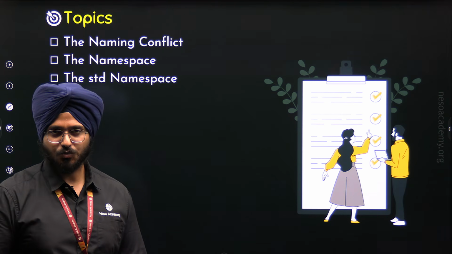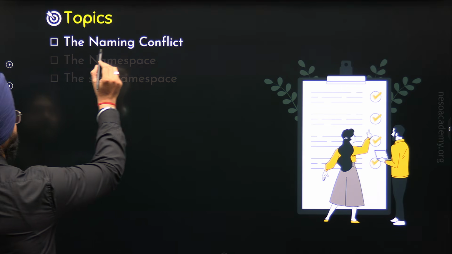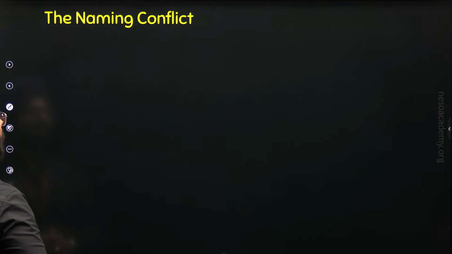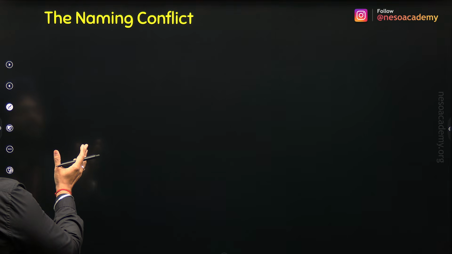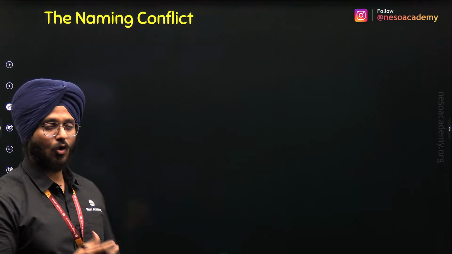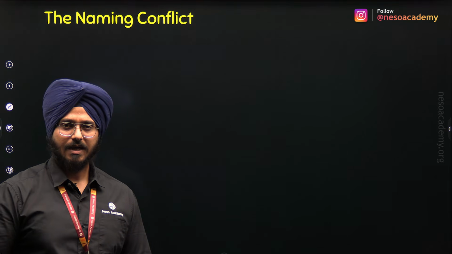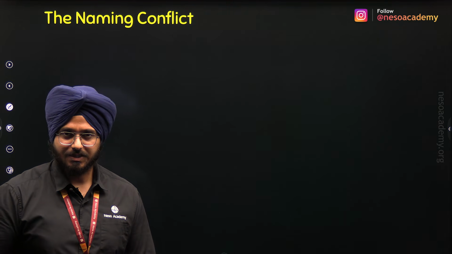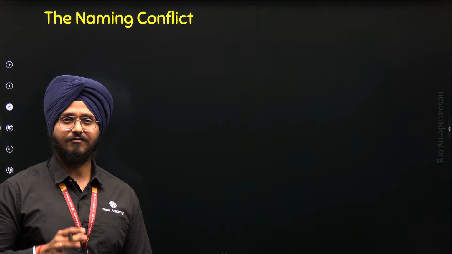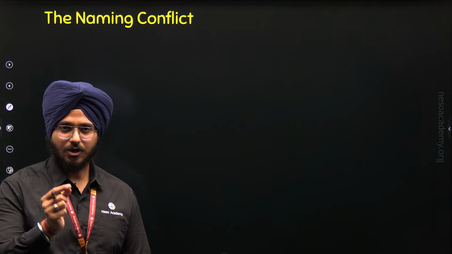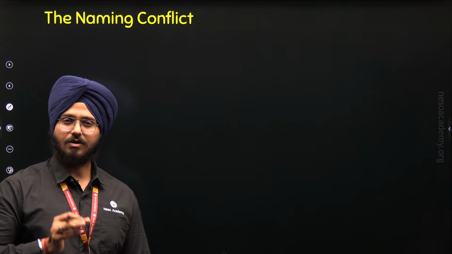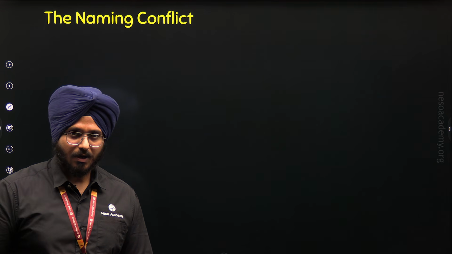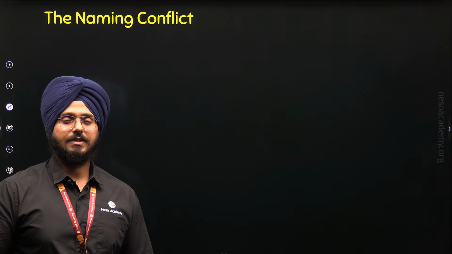Let's start with the first one, which is the naming conflict. So what is the concept of the naming conflict? In order to understand this concept, let's consider a situation. Let's say we are writing a project, and within that project, we have defined two files, a.cpp and b.cpp. These files are part of the same project.